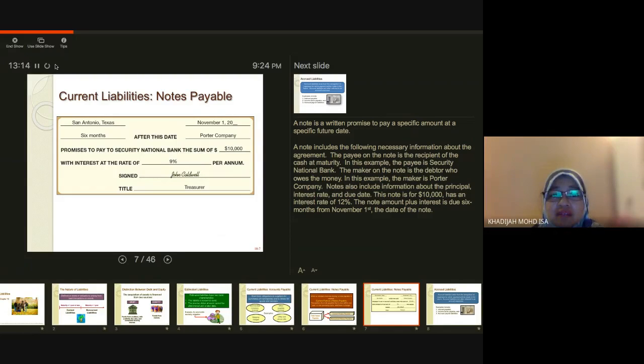So it's a contract. So the company has to pay within when? Within six months. So it's short term, current liabilities. But if it said 3 years, then it becomes long term. So what do you understand from this notes payable? Who is the creditor? Who actually gave the money borrowed? Who lent the money? John Caldwell actually lent the 10,000 to Porter Company. So the details are all there, but not only 10,000, there is interest at 9% per annum.